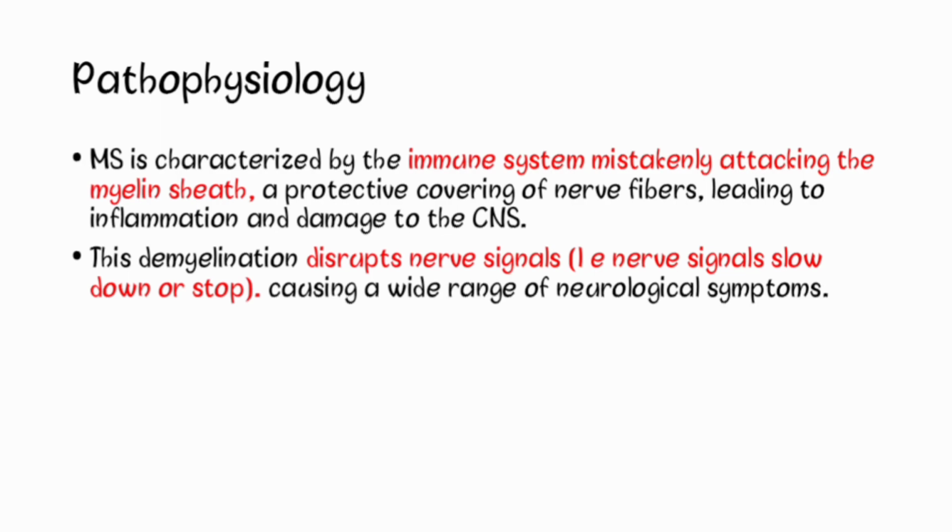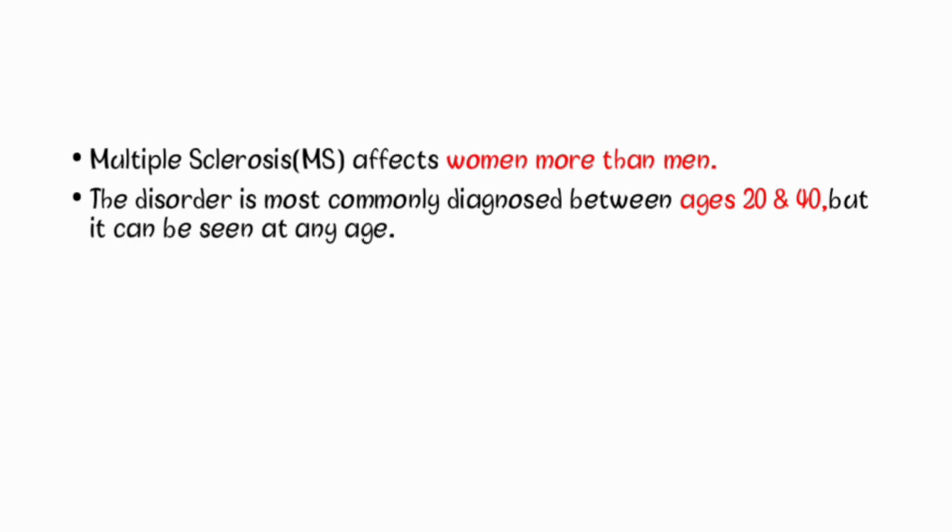So, in MS, the immune system mistakenly attacks the myelin sheath. This myelin sheath is a protective covering of the nerve fiber, and when there is an attack on the myelin sheath, it leads to inflammation and damage to the CNS. This demyelination disrupts the nerve signals. It means that it would slow down or even stop the nerve signals, and this would cause a wide range of neurological symptoms. Multiple sclerosis is more common in females and it is most commonly diagnosed between ages 20 and 40, but it can be seen at any age.